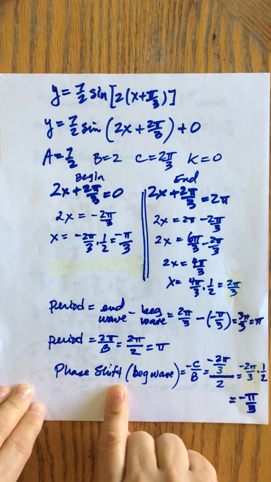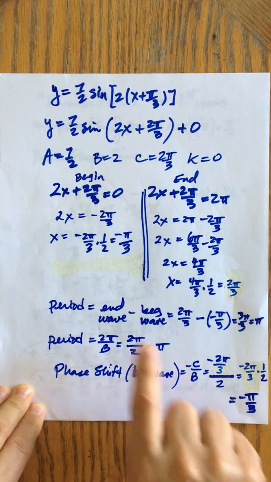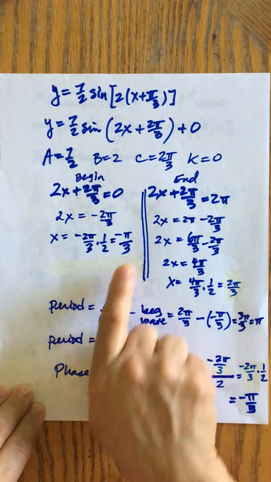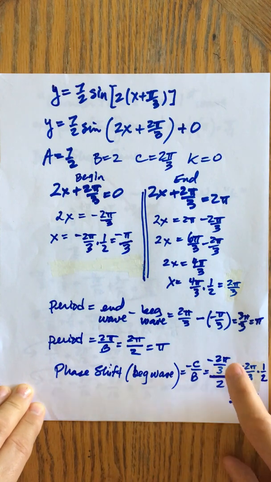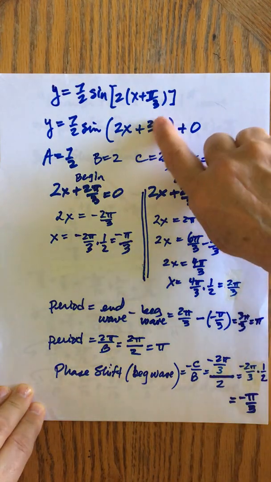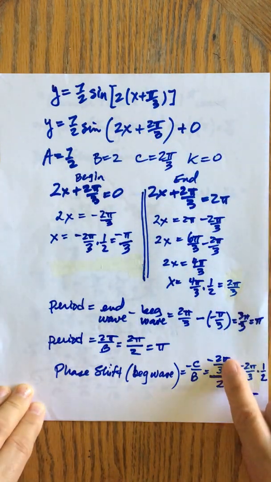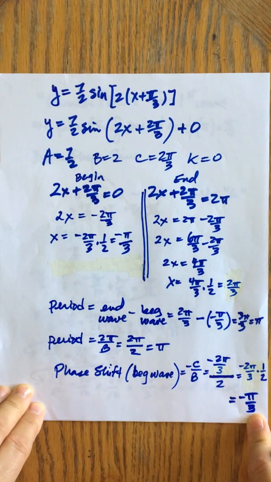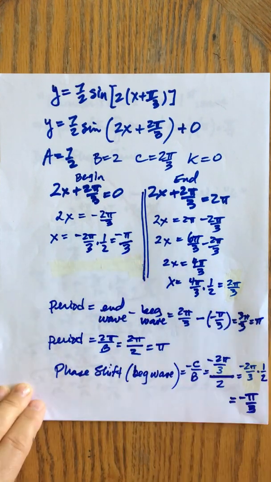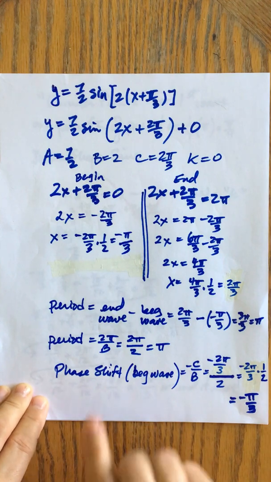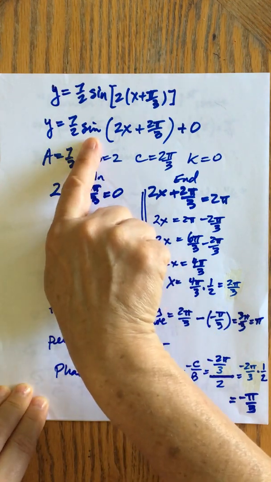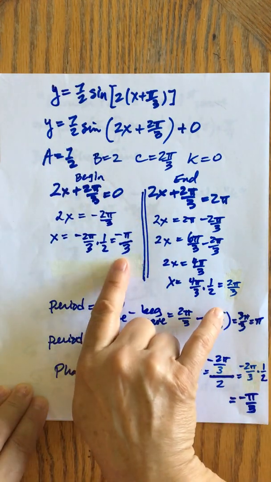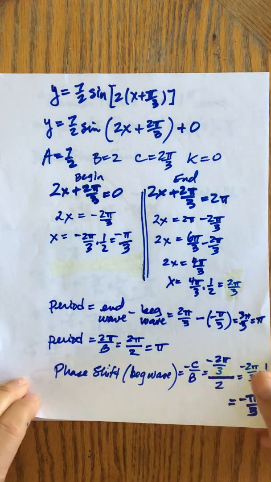All right, now the phase shift, which is negative c over b, is the same thing as the beginning of our wave. So here it is. Here's negative of c, here's c, here's b. So negative c divided by b, simplified, is negative pi over 3, which is what we got over here. So we're good to go. We know that we have to have a wave, and it's a sine wave, so it starts at the axis, from negative pi over 3 to 2 pi over 3, right?